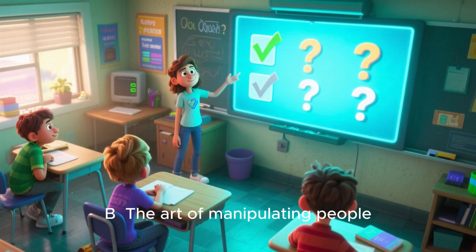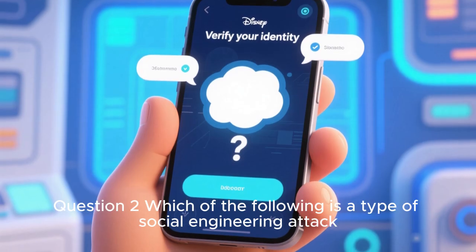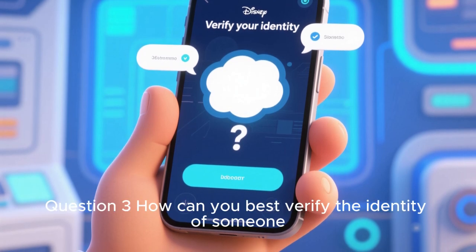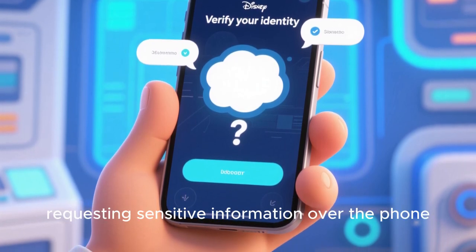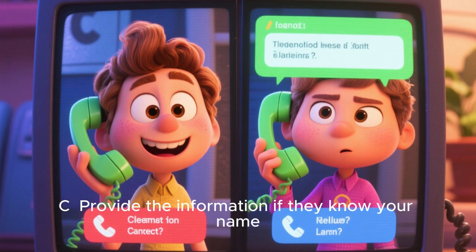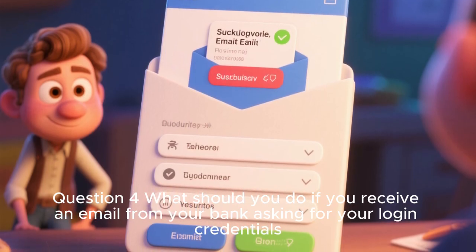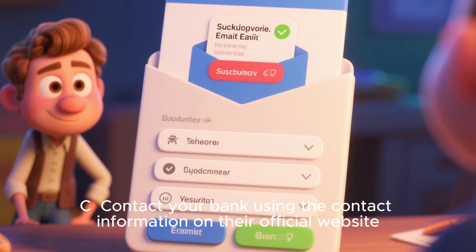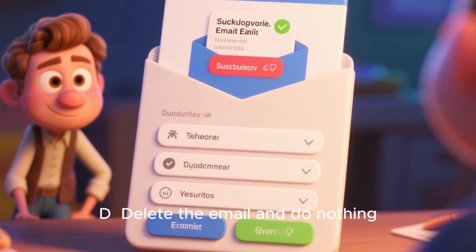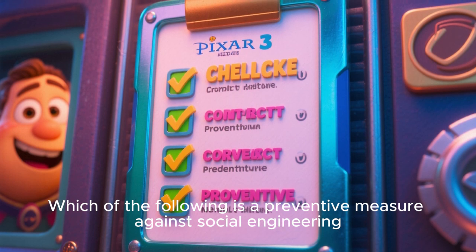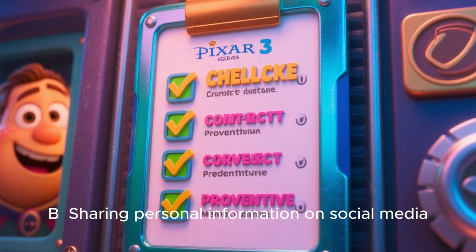Practice quiz for reinforcement. Question 2. Which of the following is a type of social engineering attack? A. SQL injection. B. Phishing. B. Call back using a known official number. Question 4. What should you do if you receive an email from your bank asking for your login credentials? Reply with your credentials. Which of the following is a preventive measure against social engineering?